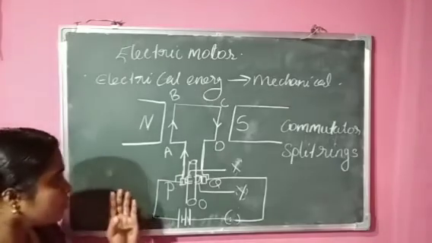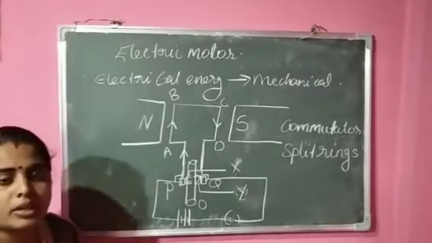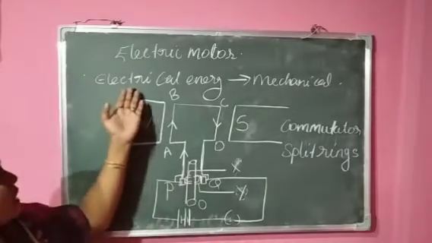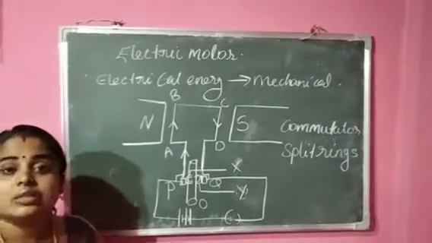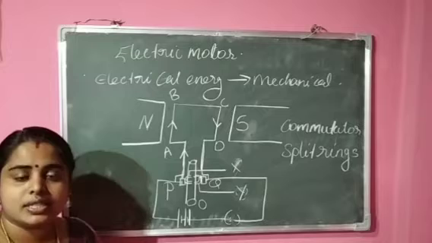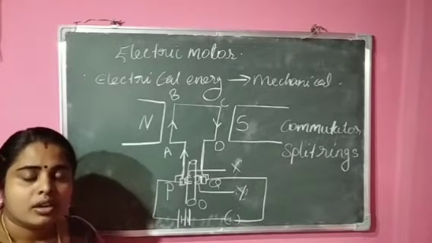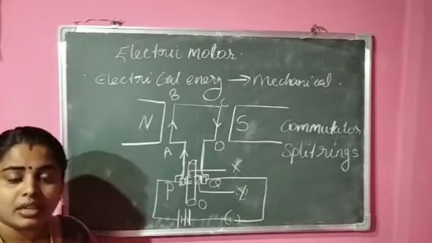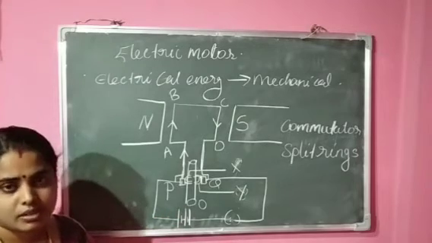Okay. Next, electric motor, the energy change. What energy change is taking place? Here electrical energy is changed into mechanical energy. Next, where it is used. It is used in electrical gadgets like electric fan, electric refrigerator, washing machine, then mixie, MP3 players. All these places we can use the electric motor.